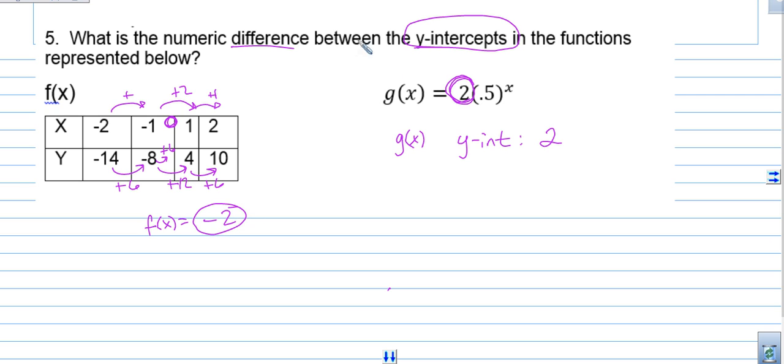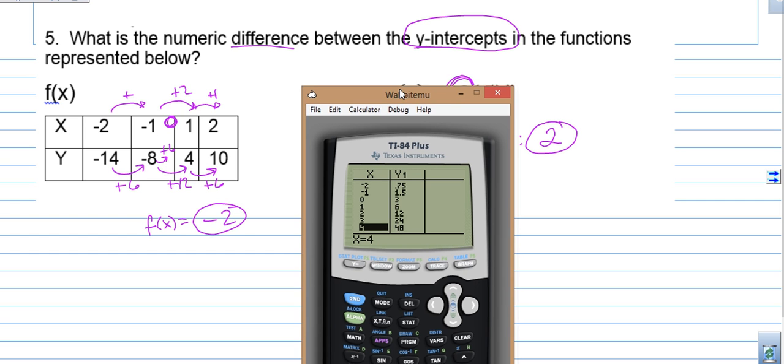And so if we do the difference between the functions represented below, how far is negative 2 from positive 2? And that's 4.